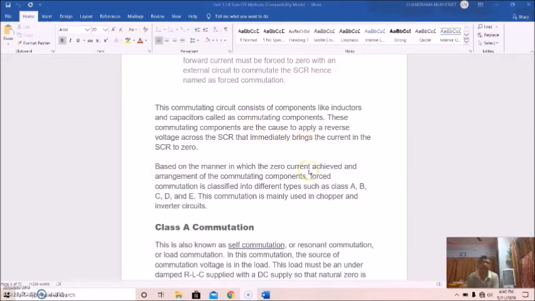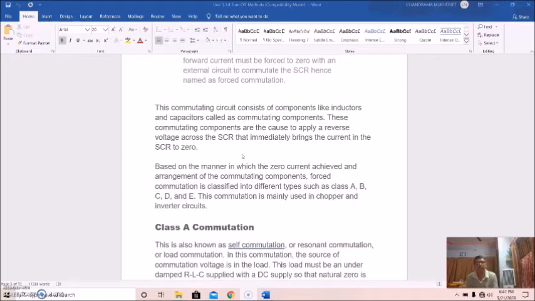These commutating components are the cause of applying a reverse voltage across the SCR that immediately brings the current in the SCR to 0. Since you are forcefully taking the anode current to 0, so to apply this reverse voltage, components like inductors and capacitors are used here. In this way, you are bringing the anode current of the SCR to 0.